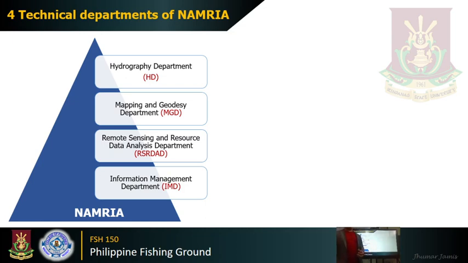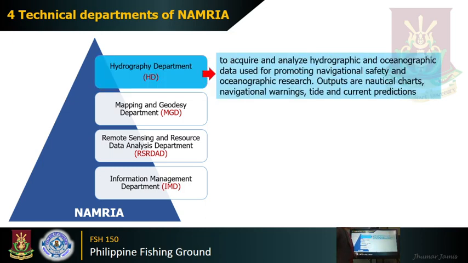So each one of these has specific functions. Let's first take a look at the function of the Hydrography Department. Ano yung function ng Hydrography Department? Basically, the HD is to acquire and analyze the hydrographic or oceanographic data used for promoting navigational safety, oceanographic research, outputs, and nautical charts, navigational warnings, tides, and current predictions. Sila yung in charge dyan.